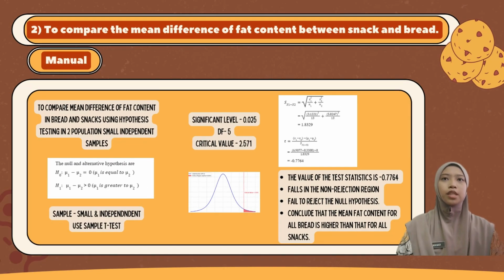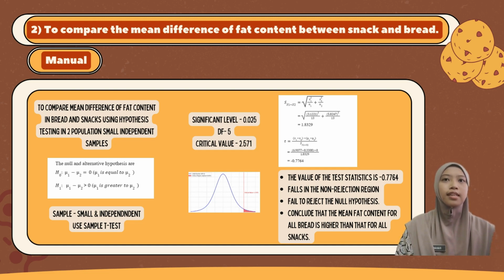So we move to second objective, which is to compare mean difference of fat content in bread and snack using hypothesis testing in two population small independent sample. So we need to know the hypothesis, which is for the null hypothesis is mu1 minus mu2 equal to 0, and alternative hypothesis is mu1 minus mu2 greater than 0. So since the samples are small and independent, so we will use independent sample t-test. Then the significance level is 0.025. So when we look at the alternative hypothesis, the sign is greater than.